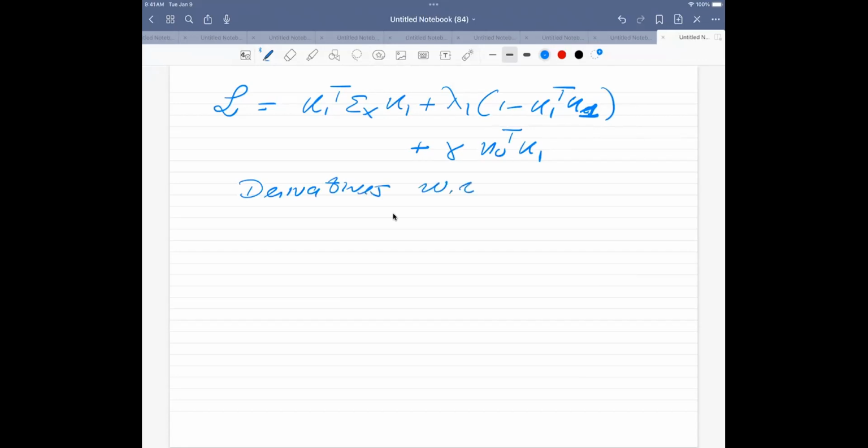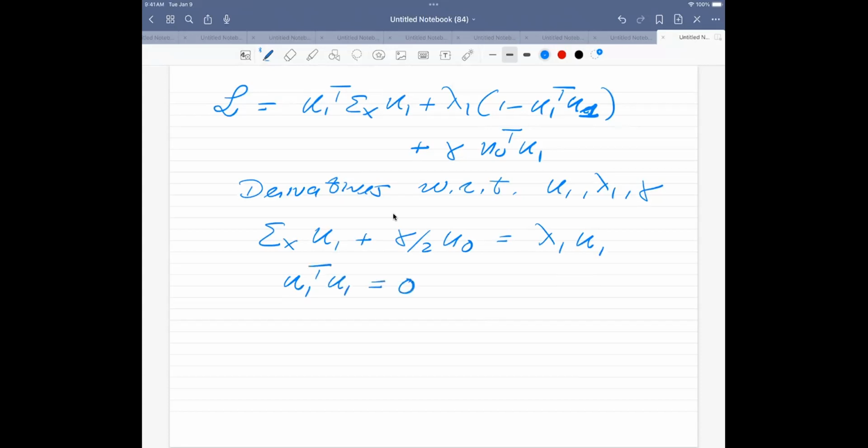with respect to u1, lambda 1 and gamma, I get the following equations. I get sigma x u1 plus gamma divided by 2 times u0, and this is equal to lambda 1 u1. Then I have the other equation, which says that u1 has to be normalized, and finally the equation which says that u1 transpose u0 is equal to 0.